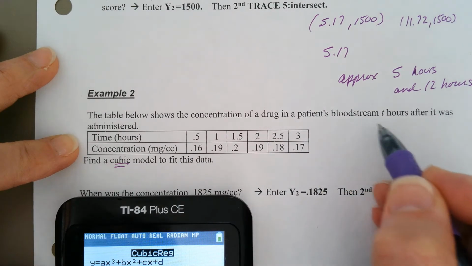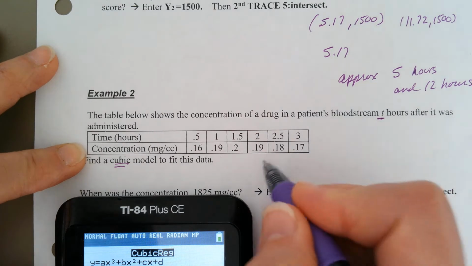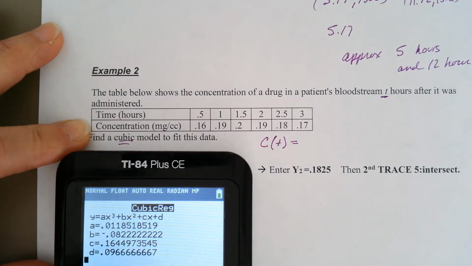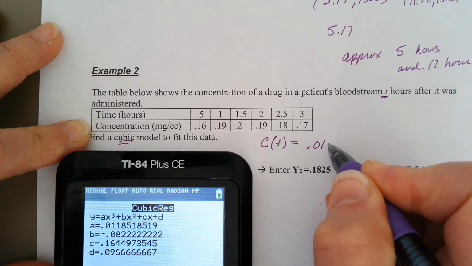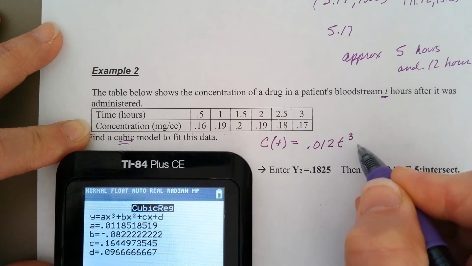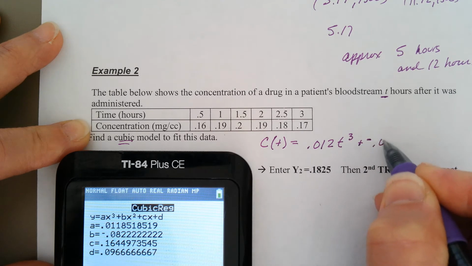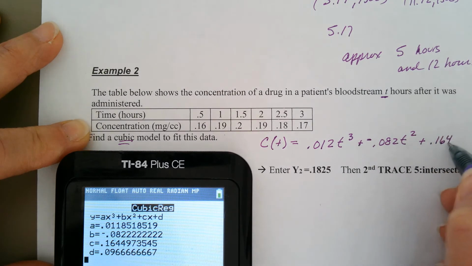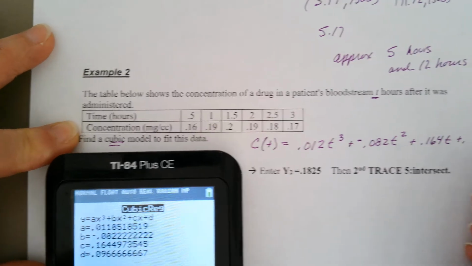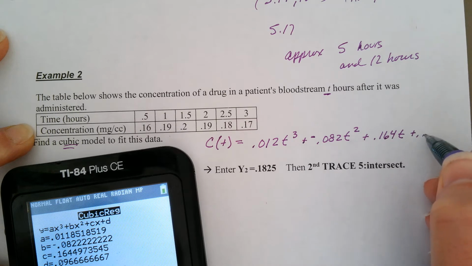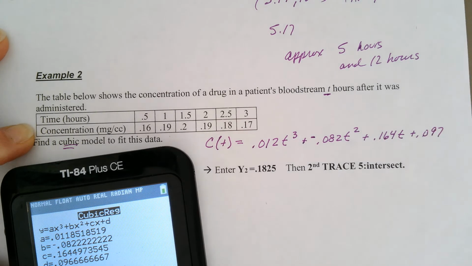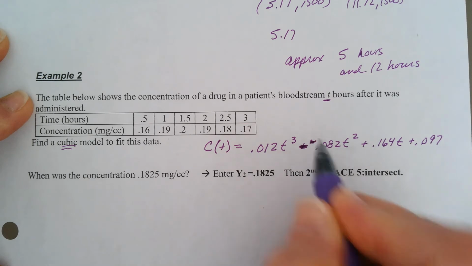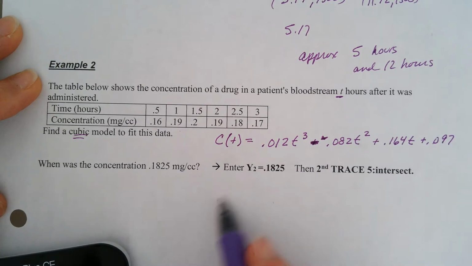So this is, time is t, and concentration. So I'll say C of t is equal to 0.012 t to the third plus negative 0.082 t squared plus 0.164 t plus 0.097. And instead of this plus negative, I would have just really put a subtraction. So there's our cubic model.